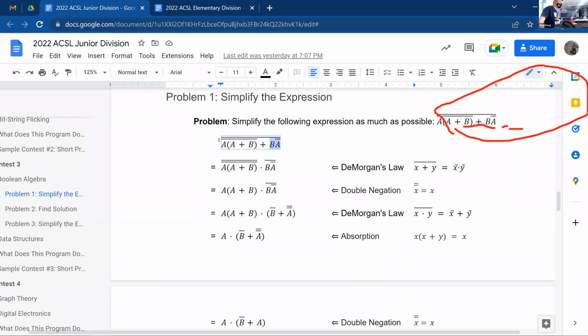So that first part is A and (A or B), right? It already has a not on top of it in the original expression. And so that becomes not A and (A or B), right? That's one part. And now the second part becomes B and not A, and not the whole thing, right?